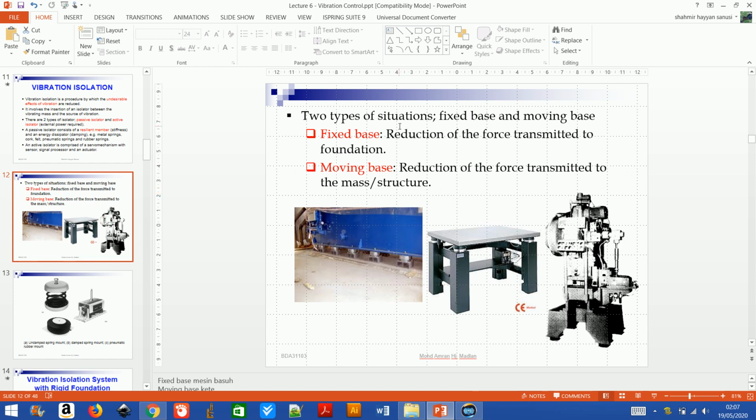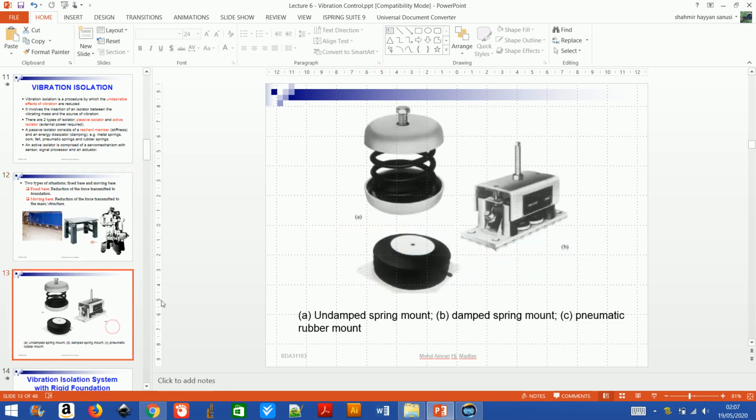So there are two types of situation where we have fixed base and moving base. For the fixed base, we want to reduce the force transmitted to the foundation. And for the moving base, we want to reduce the force transmitted to the mass or the structure. So these are the types of isolator.